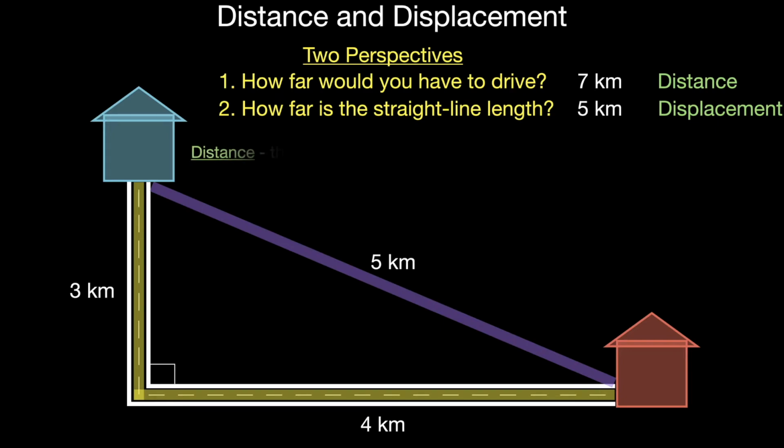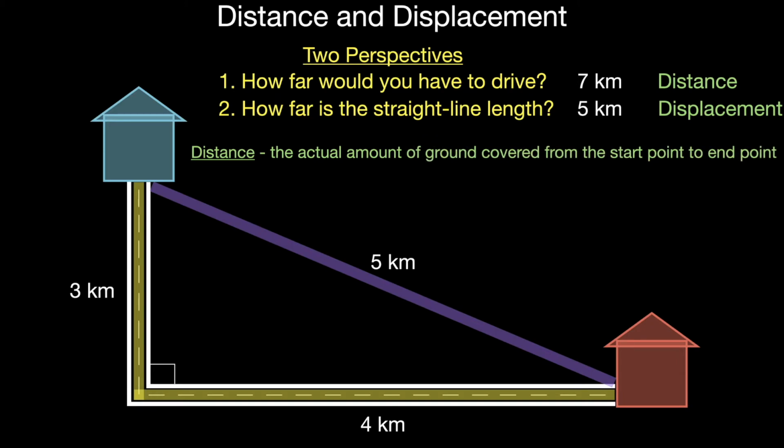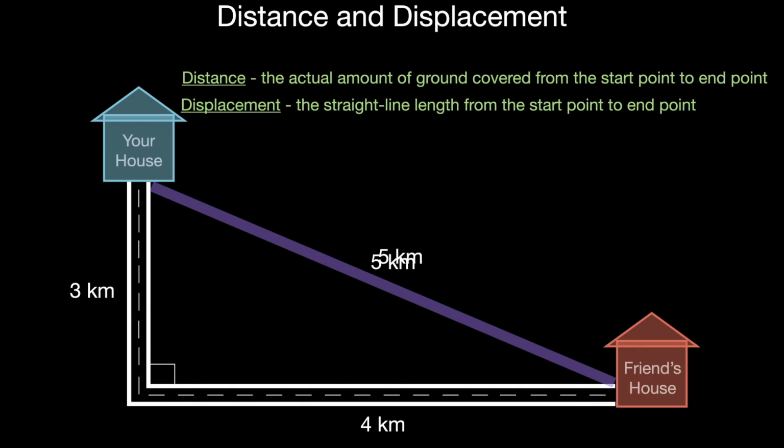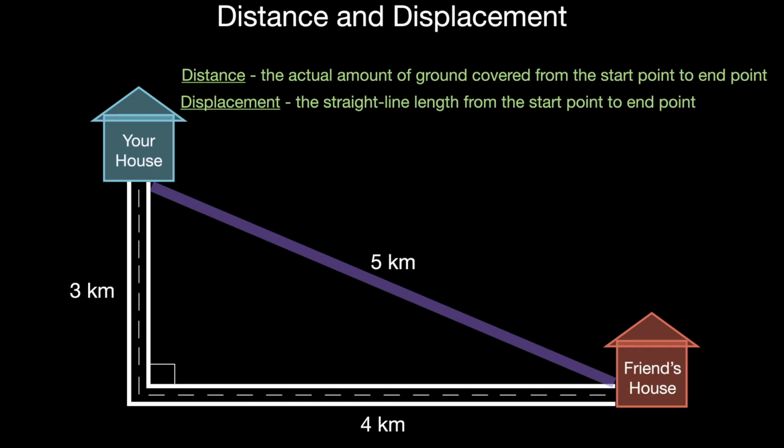We can consider distance to be the actual amount of ground covered from the start point to the end point. And you can think of this as what your car odometer would read. Whereas we can consider displacement to be the straight line length from the start point to the end point. Now, it's very important that you define the start point and the end point of a question, as both the distance and displacement are relative to these two points. And depending upon how the start point and end point is defined, will determine how you go about calculating distance and displacement. For example, the question we just looked at defined the start point as your house and the end point as your friend's house.